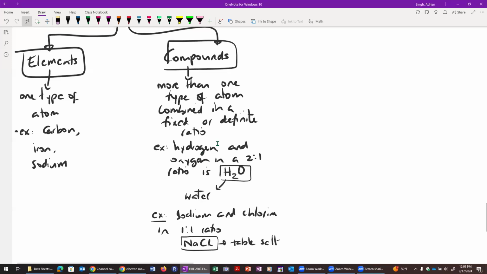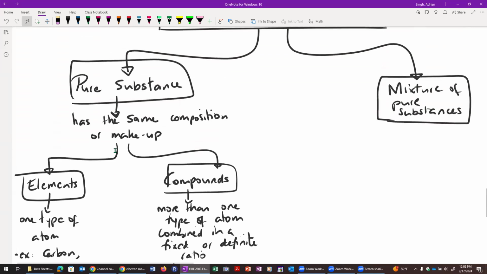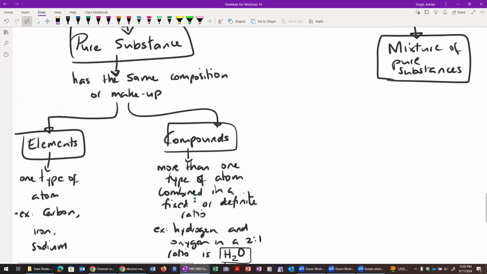So either way you slice it, these are made up of more than one type of atom, but they are combined in a fixed, unchanging ratio. So two hydrogens and an oxygen always is water. One sodium and one chlorine always is sodium chloride or table salt, right? So these are examples of pure substances. They have the same composition, same makeup, either elements, one type of atom, or compounds, multiple atoms combined in a fixed ratio.